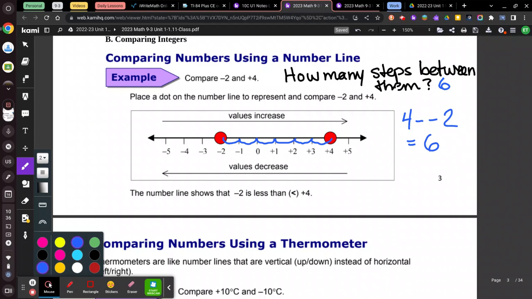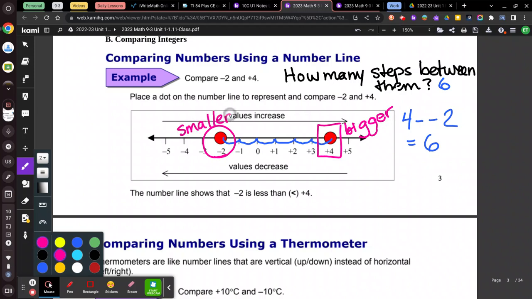Now, which number is bigger? How do you know which number is bigger, just by looking at the number line? Yep. Right to left. That's right. So the one that's farthest on the right is bigger. If I wanted to compare them, I would circle or highlight it and say this one is bigger because it's on the right. So it's a bigger number, and this one is smaller.